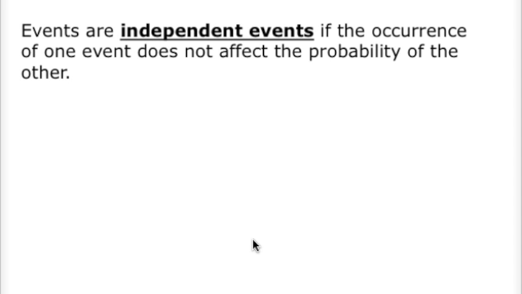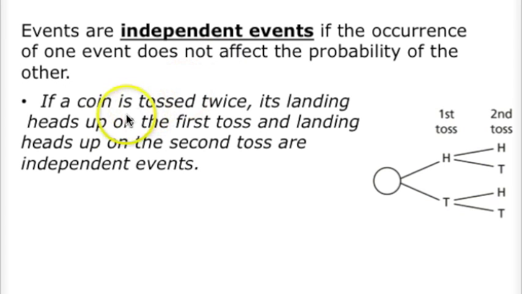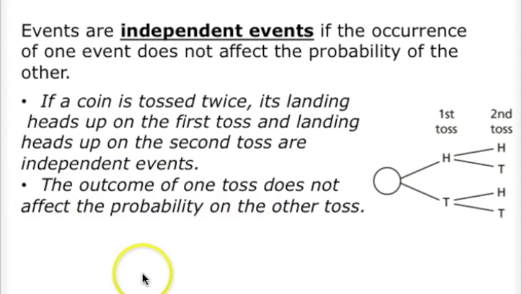Events are independent if the occurrence of one event does not affect the probability of the other. So if one does not affect the other, they are independent. If a coin is tossed twice, landing heads up on the first toss and landing heads up on the second toss are independent events. The first toss you may get heads or tails, and the second toss, again, you could get heads or tails. But the first one does not affect the second one. The outcome of one toss does not affect the probability of the other.